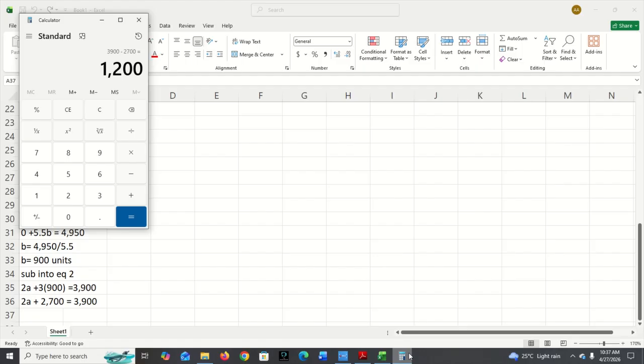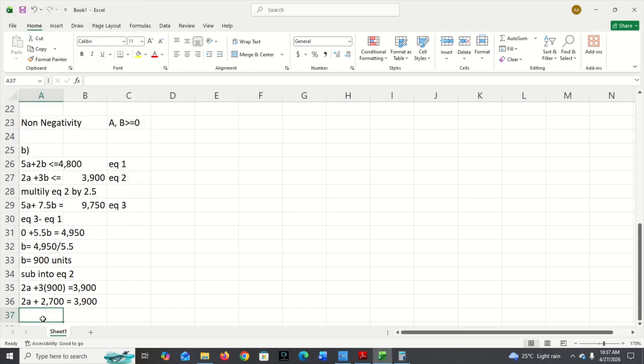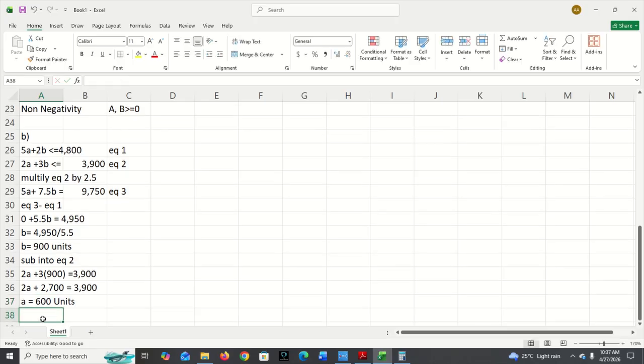So 2A equals 1,200. To get A, that will be 1,200 divided by 2, which gives me my A. A will be 600. So A equals 600 units. Alright, beautiful, great. That's my value of A, 600 units. So that means the optimum production plan will be what?